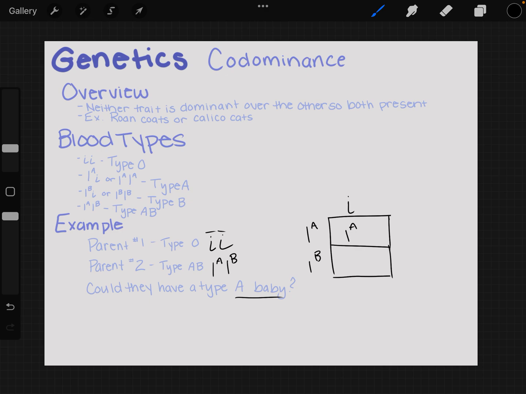So we will know that we must have one like this and one like this. So here is our type A blood baby, right? The important thing to remember here is that the only trait that's not going to be codominant is type O blood. They're going to be lowercase i's. And that's really the main difference here.